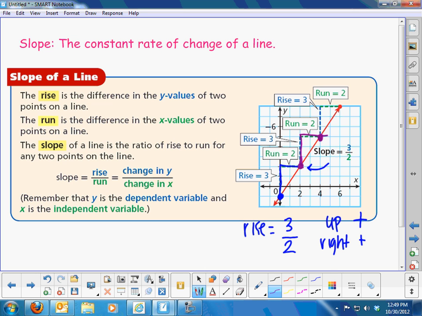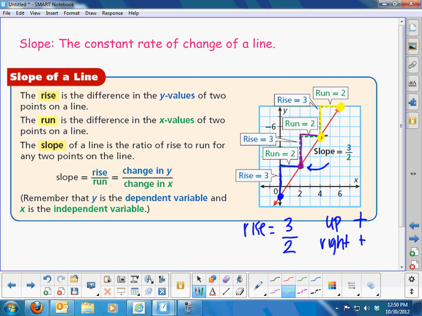Same thing, if I go from, let's see, this yellow point to this point, my rate of change, my slope, should be exactly the same, 3 over 2. Let's check it. 1, 2, 3 over 2. So that slope is 3 over 2. It's the rise. I had to go up 3 to get there, and then I had to go right 2.